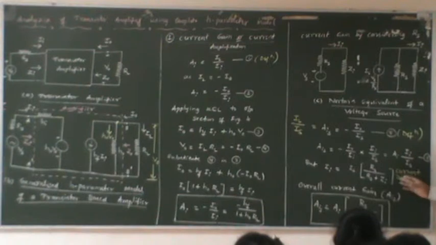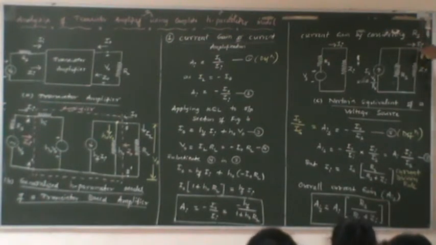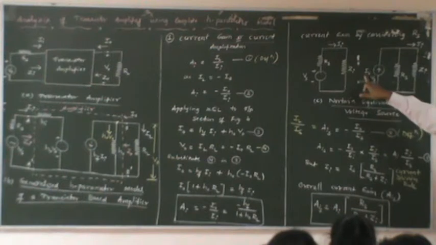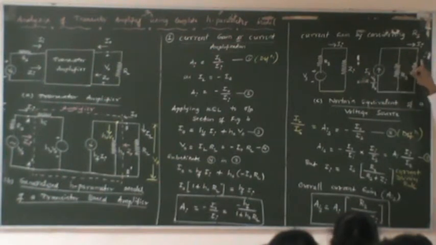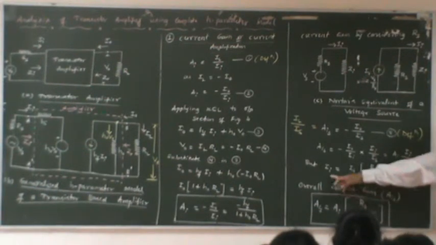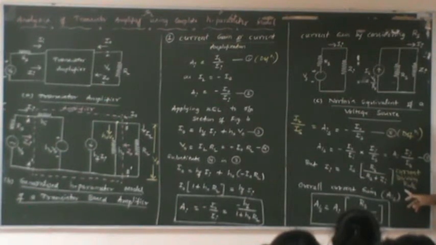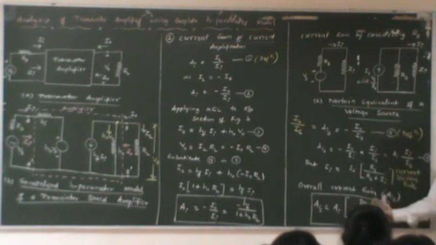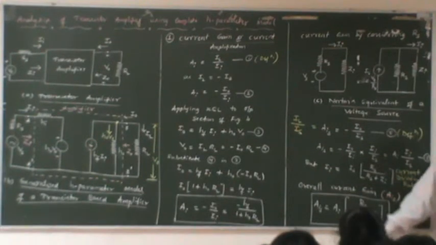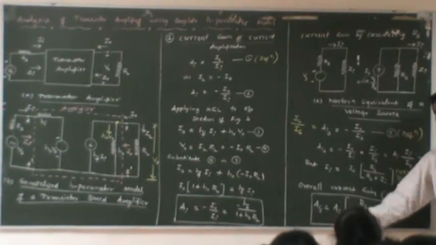But this will take more time to derive. You have to go through the basics of current division and then write it here. You have to assume that some current flows here and another current flows here, and this current will be equal to the sum of these two currents. If you simplify that, definitely you will come out with this. For the time being, don't waste your time deriving this. Our intention is not to derive this. Our intention is to derive the expression for current gain.